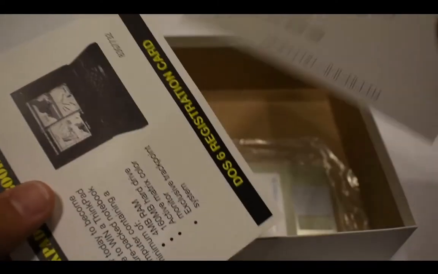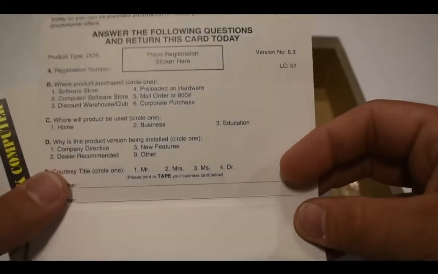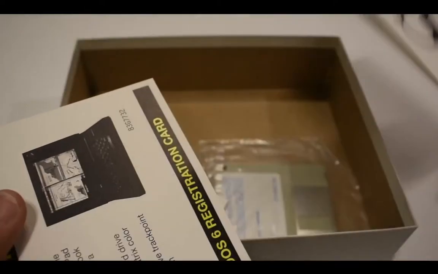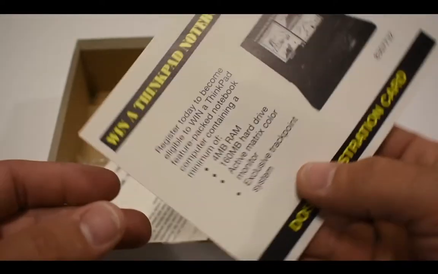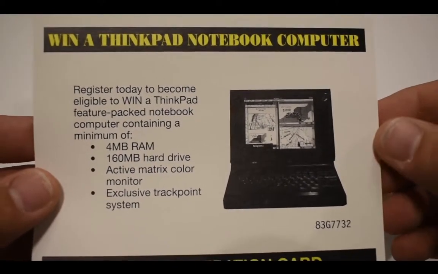So next in the box was the registration card for PC-DOS. And there were also some stickers included in the box where you would stick those on your registration card and actually mail that in. And it was like a specific number for this box. And there's also an offer to win a ThinkPad notebook computer.